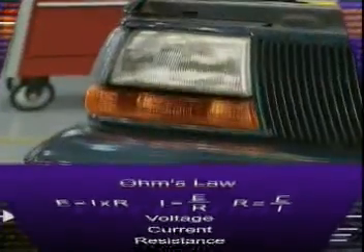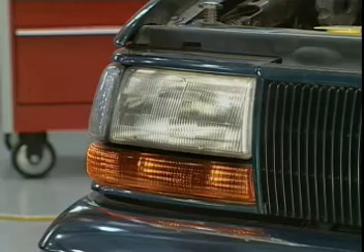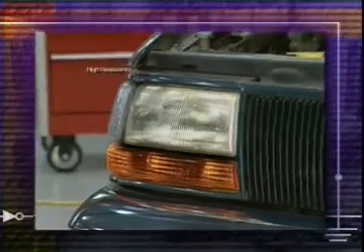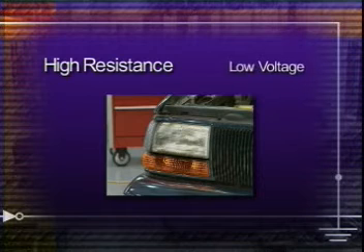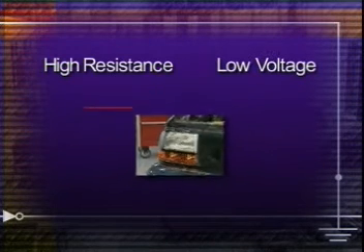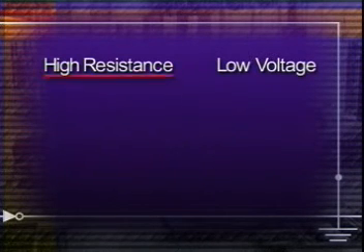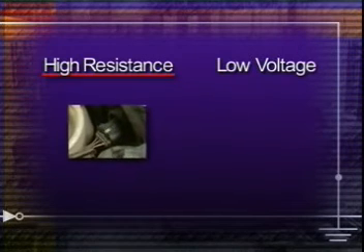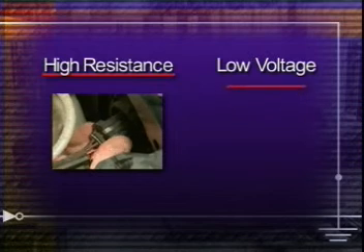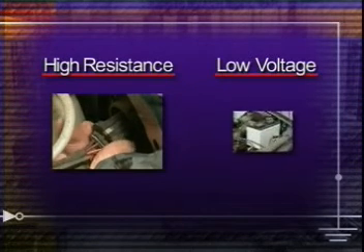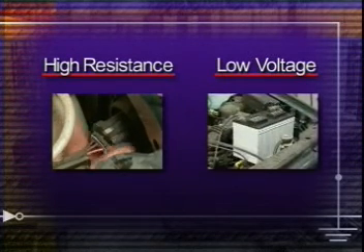For example, if the headlights on an automobile are very dim, it could be either high resistance in a circuit or low voltage, or both. High resistance could be caused by several factors, such as a loose, dirty, or defective wire or connector. Or low voltage could be caused by a partially discharged or defective battery.